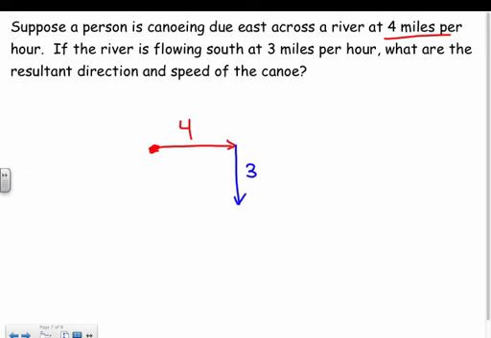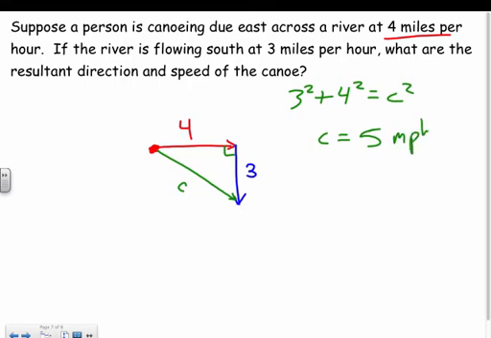So that river should affect our canoe, and it's going to push it this way. Should make a nice right triangle for us. Should have a little right triangle. Okay, so I should be able to find my new speed of my canoe. Because, well, I have a right triangle, so I can just use the Pythagorean theorem. And if I notice, this is actually a Pythagorean triple. So I could take 3 squared plus 4 squared and equal c squared to find what that is. But it's a Pythagorean triple, so I should know that it is 5. So the resultant speed of this canoe is what? 5 miles per hour.